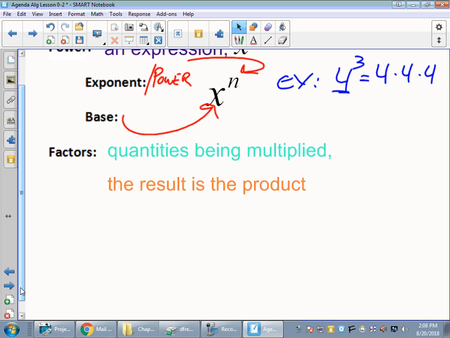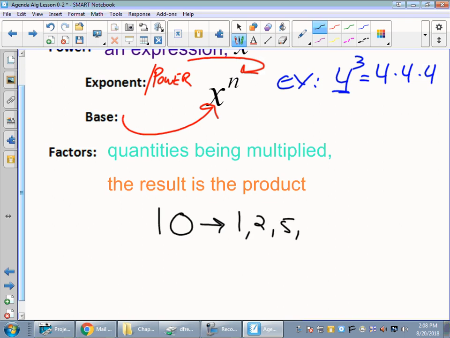So, for example, if we use the number 10. All right? What numbers can we multiply to get 10? Well, we call these the factors. So 1, 2, 5, and 10. Those are what we would call the factors. So these here, we would call these the factors.